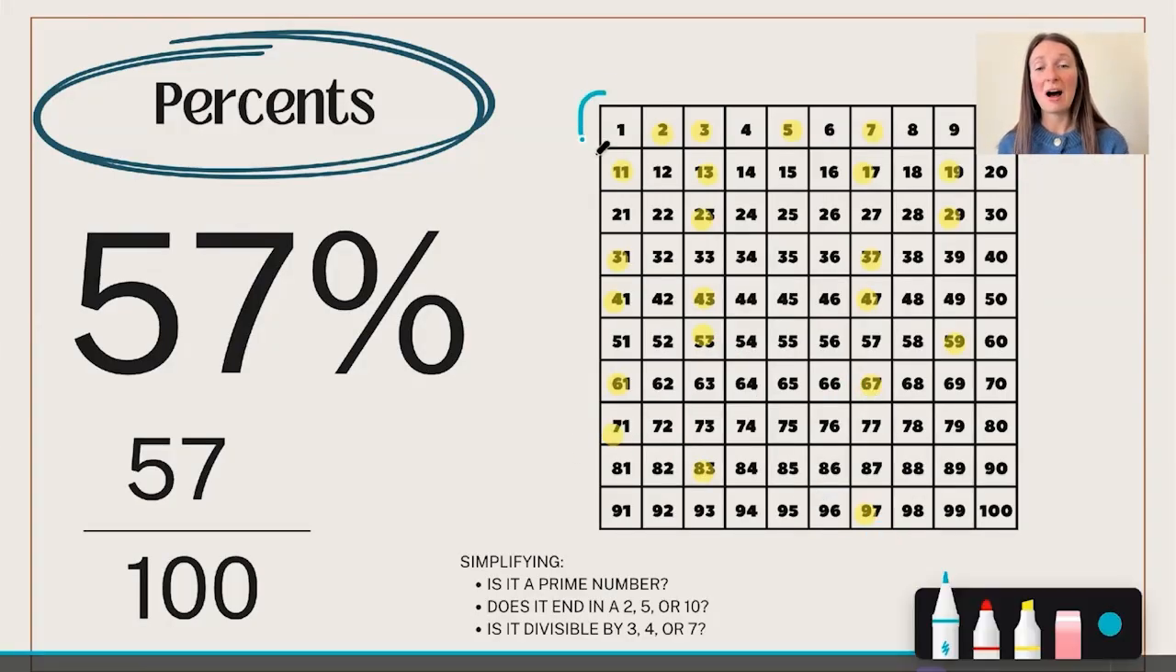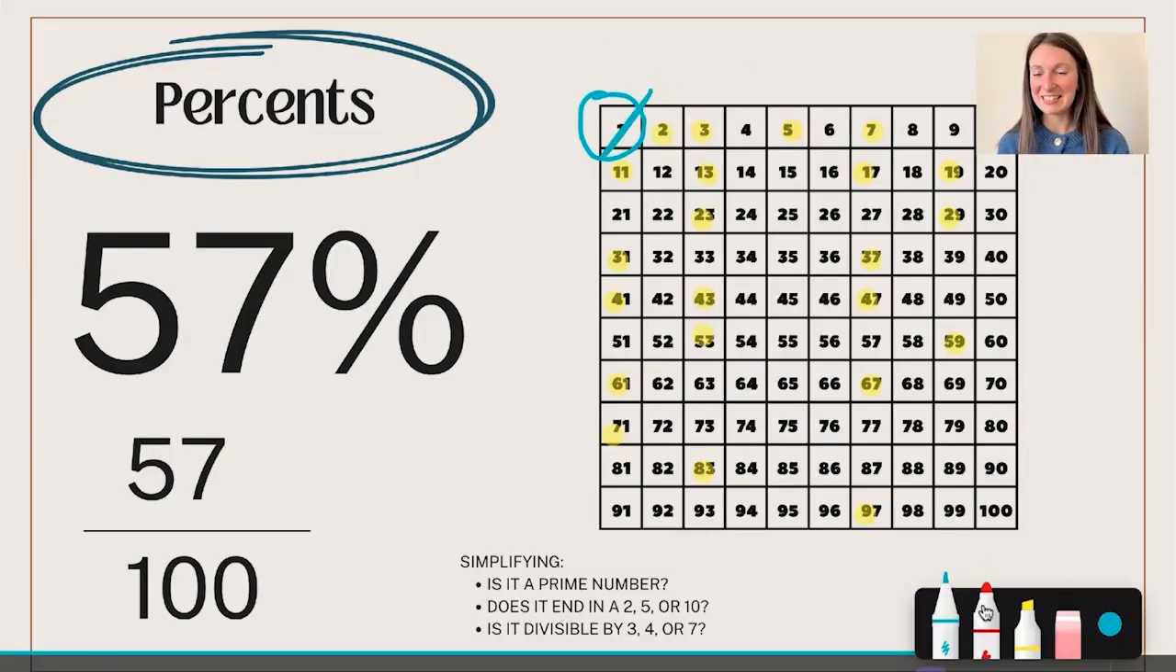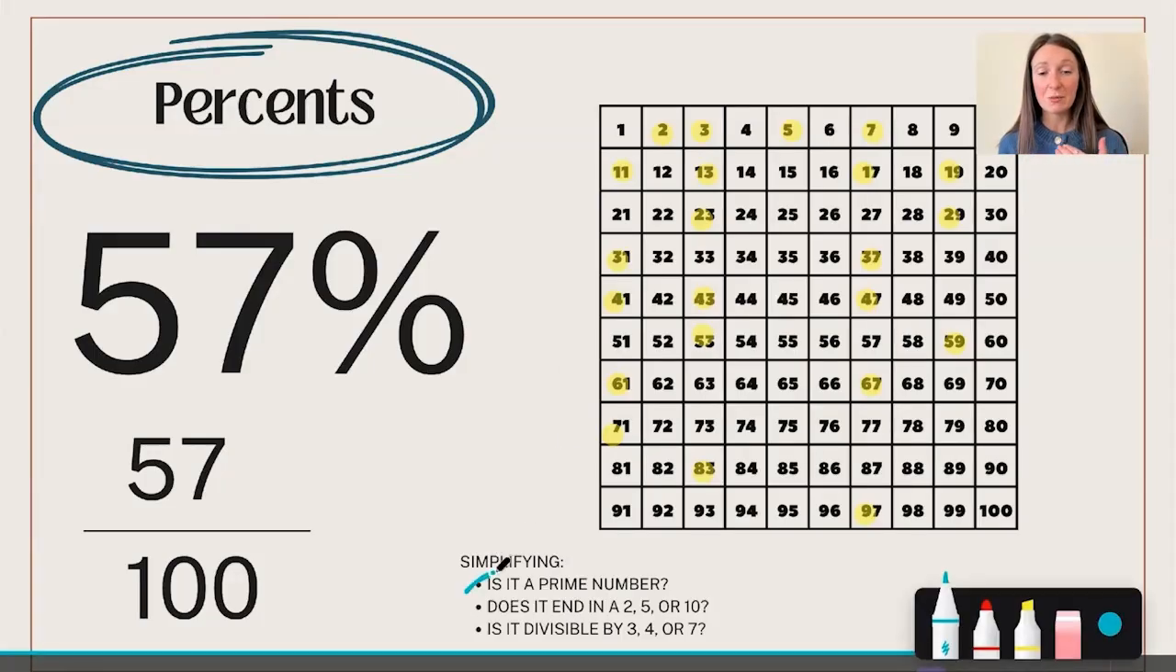Now, why is 1 not a prime number? 1 is not a prime number because a prime number needs to have 1 and itself in order to count, and no other option is possible. 1 is 1, so it's 1, but it's not itself. Basically, it doesn't count as a prime number. So don't be mistaken by that one. Okay, so is 57 a prime number? No, it's not a prime number, which means we move down to the next question.